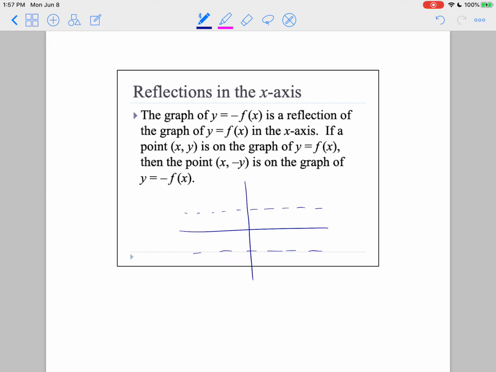So if a point (x, y) is on the graph of y equals f of x, then the point (x, negative y) is on the graph of negative f of x. And if it's just a negative in front of the function like it is here, it is going to be over the x-axis. But when we combine that with the shifts, especially a vertical shift, like we talked about in the previous videos, this isn't necessarily going to be a reflection over the x-axis. It's going to be a reflection over some other horizontal line.